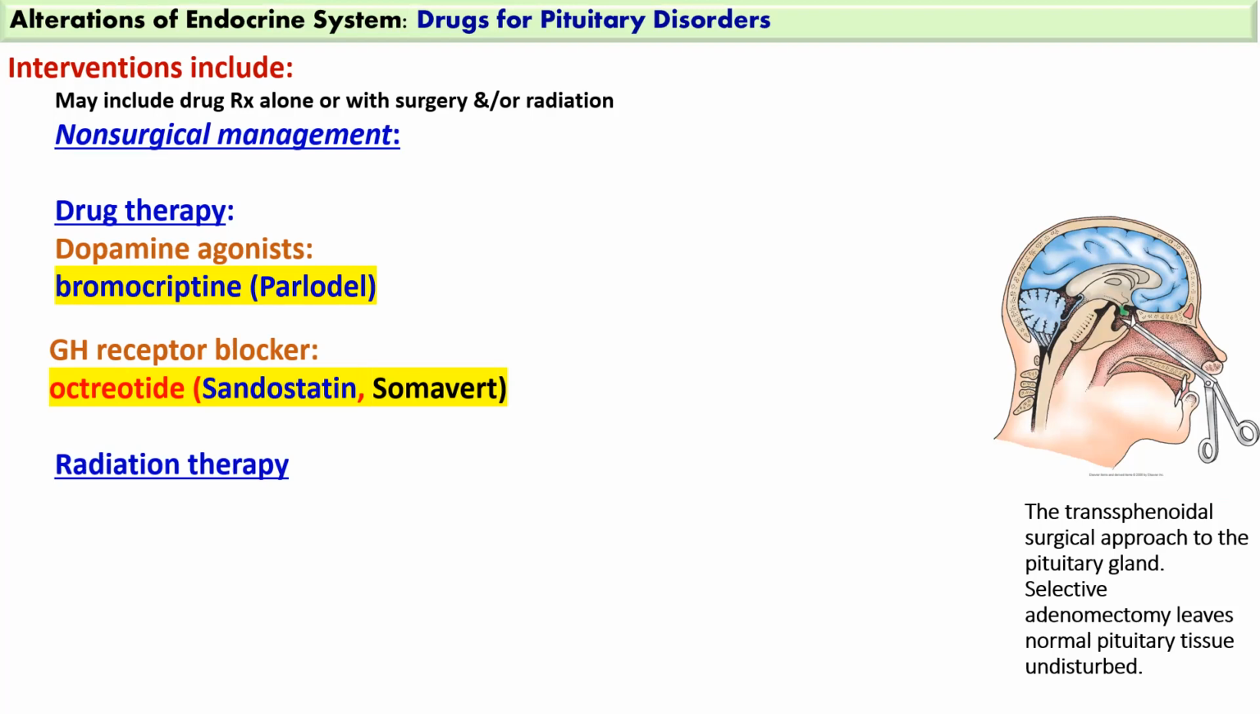The interventions may include non-surgical management, drug therapy, the dopamine agonist like bromocriptine. Bromocriptine, that drug will stimulate the dopamine receptors in the brain and inhibit the release of the pituitary gland hormones like prolactin, growth hormone.